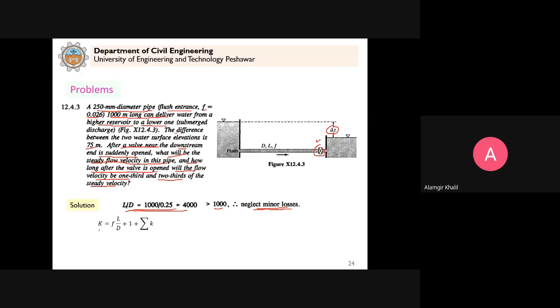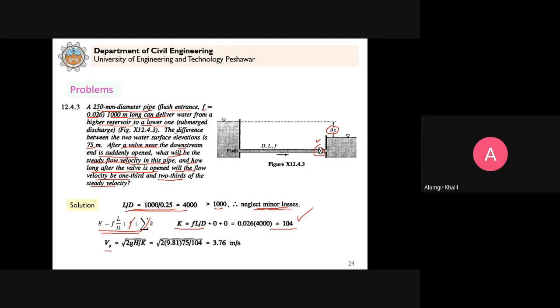This is the K that we discussed previously. So now in this case, this is 0 and this is 0. Clear? Because we neglect the minor losses, we have submerged discharge. This will include this submerged discharge coefficient. So that's why we only have FL by D. So this is given, we can calculate K. Everything is given, just plug in the value, we can calculate K.